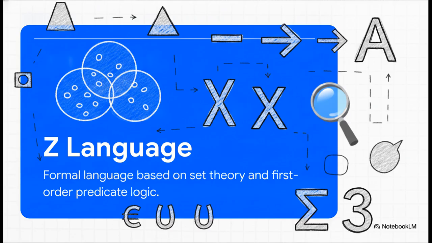We're talking unary operators like not, connectors like and, or, and implies, plus first-order qualifiers like for all and there exists to define the exact unbreakable constraints of our software.